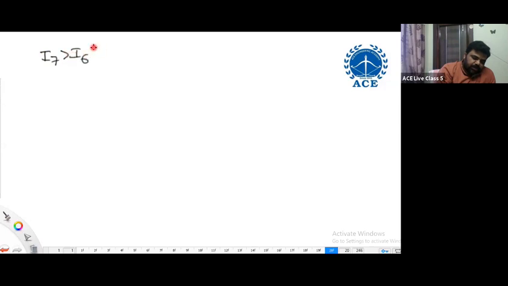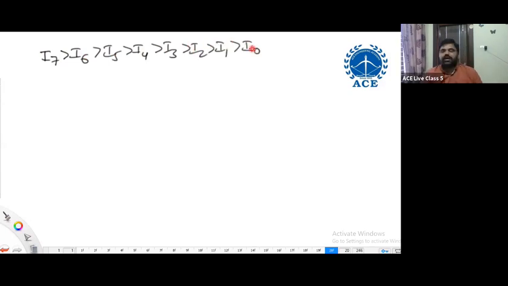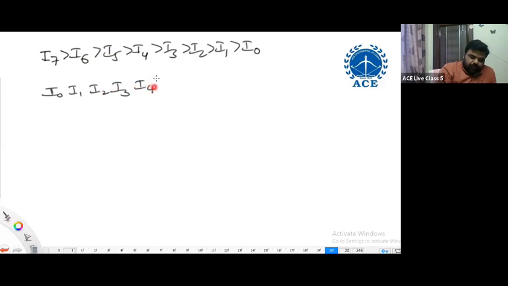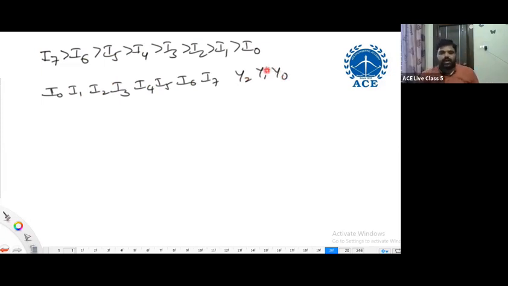I7 greater than I6 greater than I5 greater than I4 greater than I3 greater than I2 greater than I1 greater than I0. Go with the 8 to 3 priority encoder. Then I0, I1, I2, I3, I4, I5, I6, I7, and let me use Y2, Y1, Y0. Let me go with the 8 to 3 priority encoder with this priority order. If I7 is 1, the remaining may be zeros or ones, doesn't matter. Then it will be 1, 1, 1.